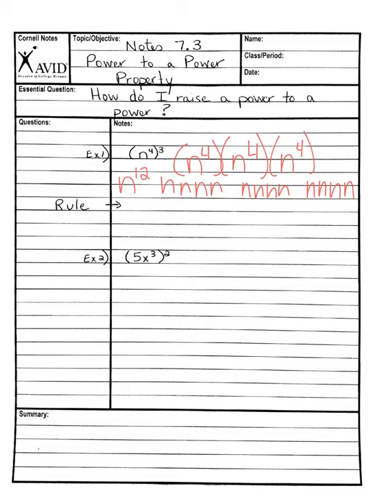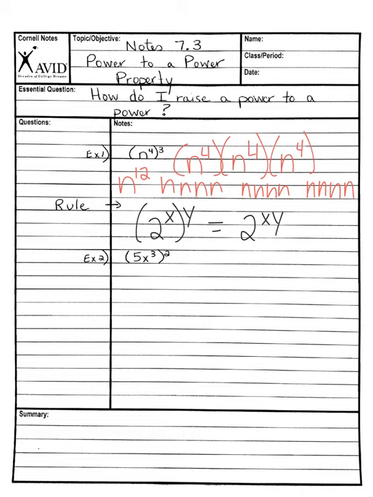So let's talk about the rule. What is the rule with power to a power? Well, if we have a value raised to a higher power, we're going to multiply those. So we're just going to multiply the 2 powers, the 4 and the 3, we multiply that, and that's how we get the 12.